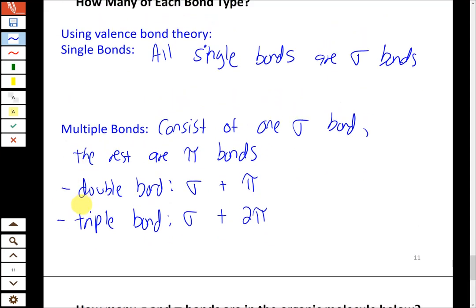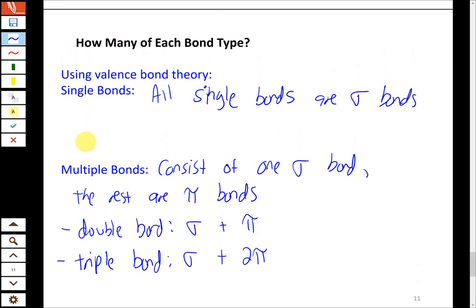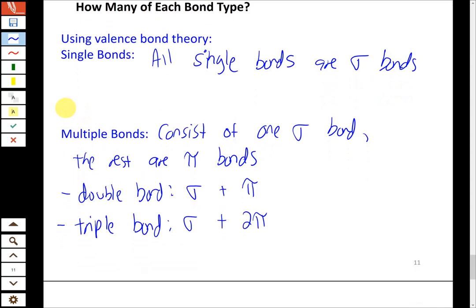Now, I do want to give just a little bit of a picture of how this works. It's not as easy to draw, but let's say we have a carbon-oxygen double bond. We saw that in the last example. We're going to see it again here. How do the orbitals look for this one? Well, what we have in this case is one sigma and one pi bond. Anytime you have a double bond, that's going to be the case.